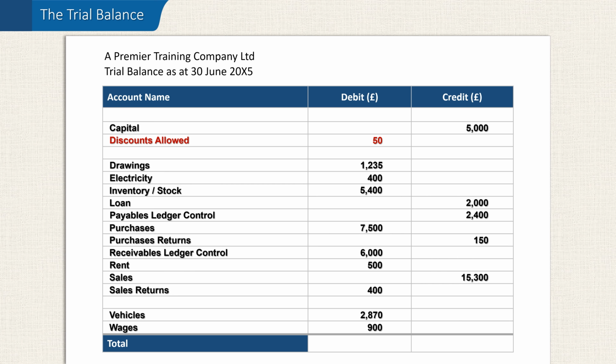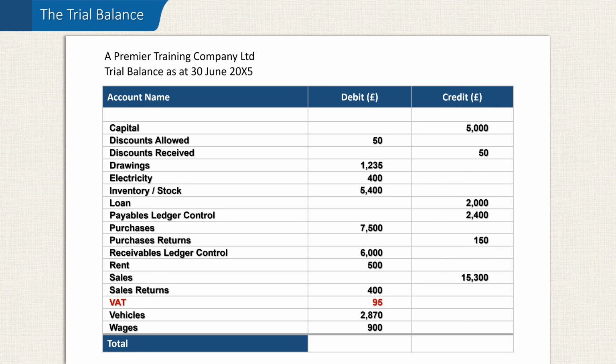Allowing customers to take discounts comes at a cost to the business, and costs and expenses are debit entries, and therefore the discounts allowed account will have a debit balance. On the other hand, discounts received are the discounts that your suppliers allow you to take. This is the opposite of a discount allowed, and therefore the discounts received account must have a credit balance. Finally, there are those accounts which can have either a debit or a credit balance. The first of these is the VAT account.